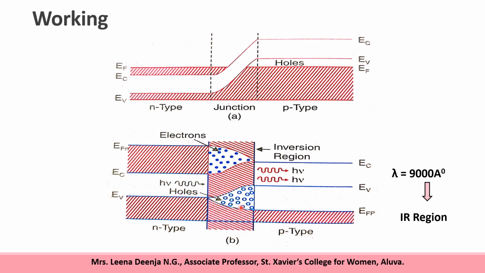The spontaneously emitted photon propagates in the junction and moves towards the plane, stimulating the conduction electron to jump into the vacant states of the valence band. The stimulated electron-hole recombination produces coherent radiation. Gallium arsenide laser emits light of wavelength 9000 angstrom units in the IR region.